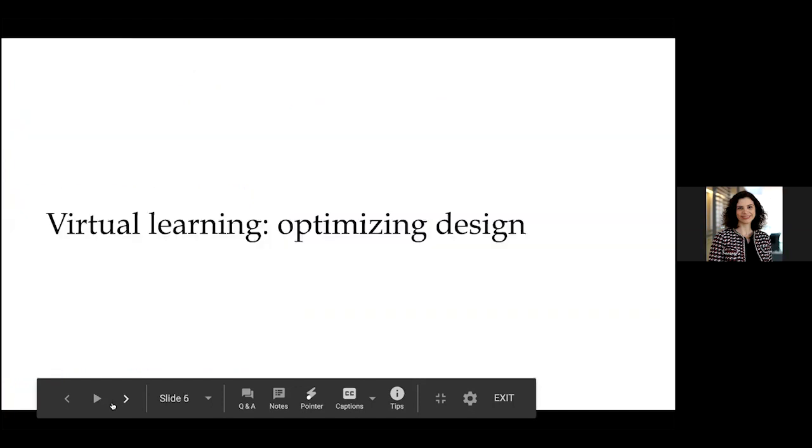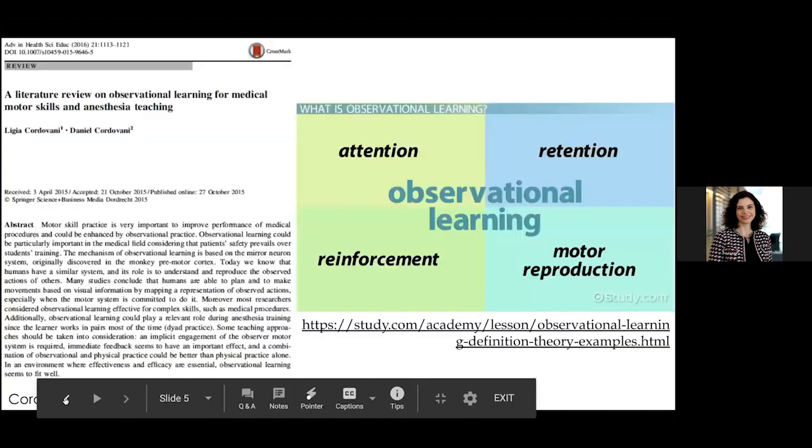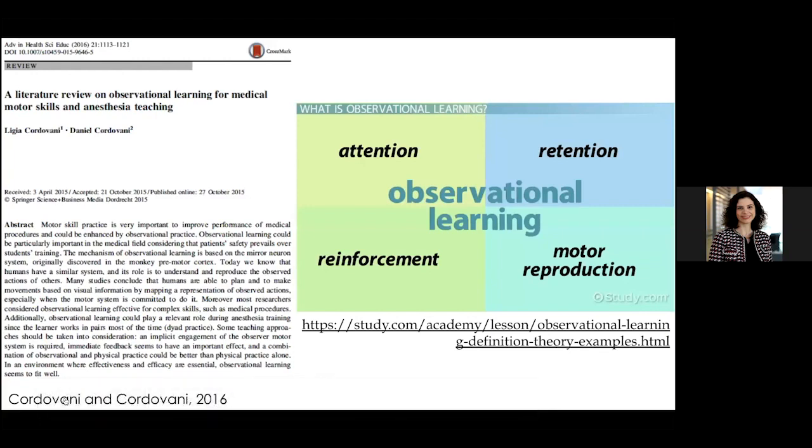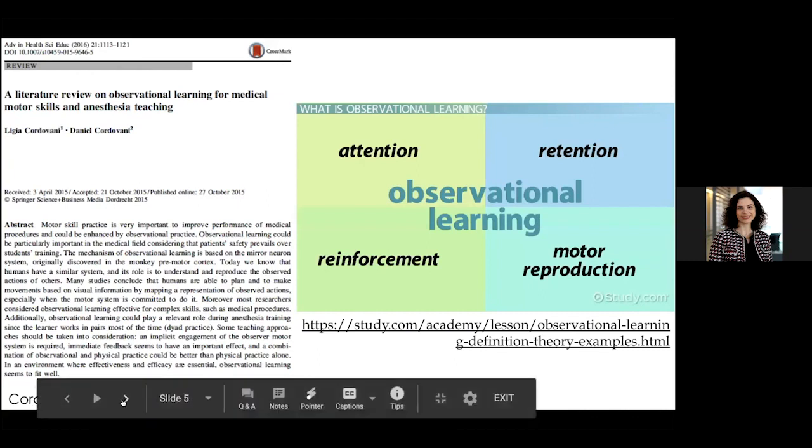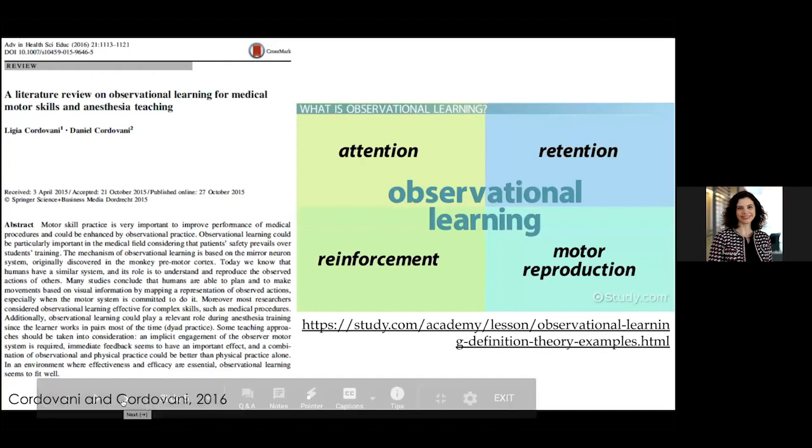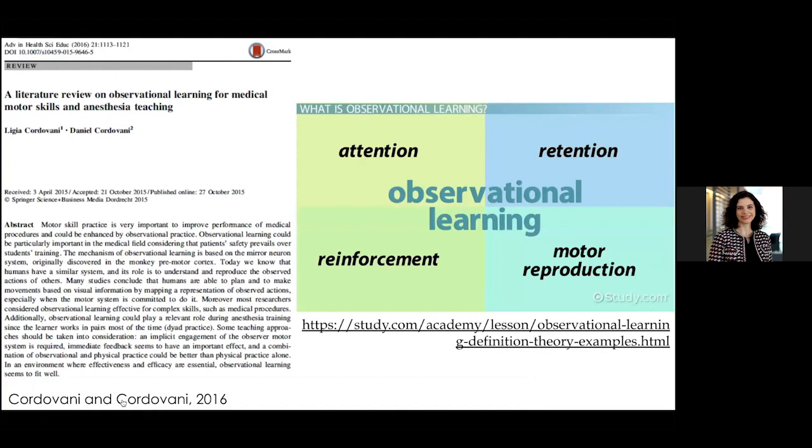But the basic underpinning of what Bandura articulated was that there are four aspects or phases to the process of learning through observation. The first is attention. You have to actually pay attention to what's being presented to you. The second is retention. You have to encode that in memory in some fashion. The third is reproduction or imitation. And in the context of motor skills learning, for example, that would be reproduction of the motor task. And then reinforcement, which is practice.